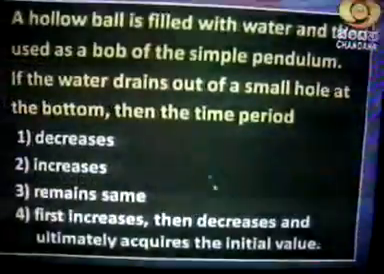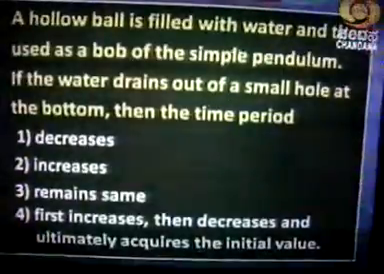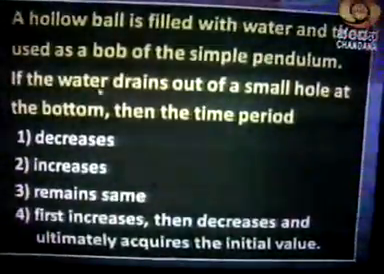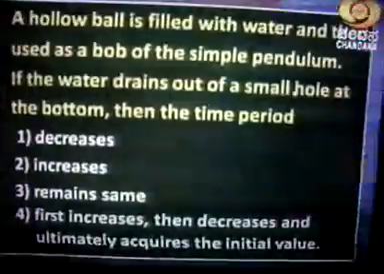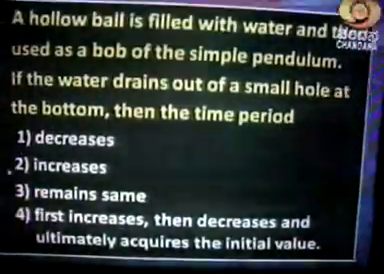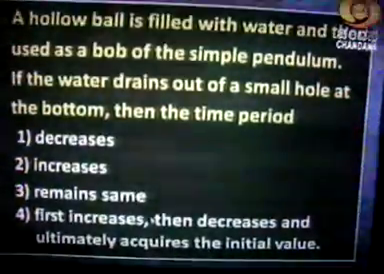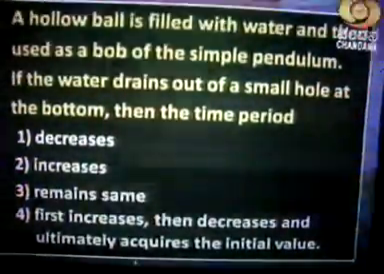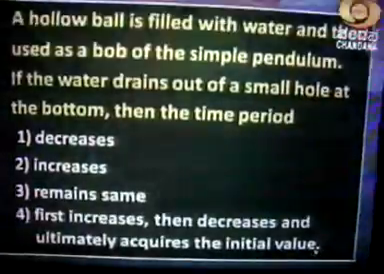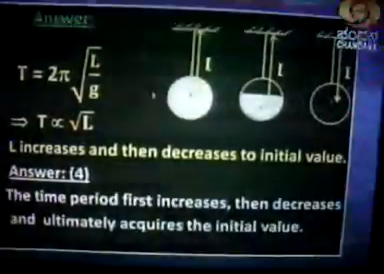Question number 2. A hollow ball is filled with water and then used as a bob of a simple pendulum. If the water drains out of a small hole at the bottom, then the time period: option 1, decreases; 2, increases; 3, remains the same; 4, first increases, then decreases, and ultimately acquires the initial value. Here we know that the mass of the pendulum is not going to matter.